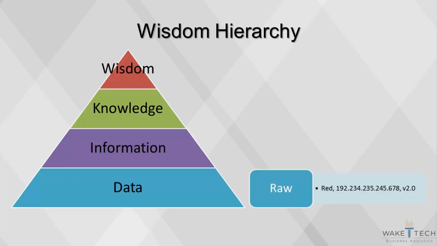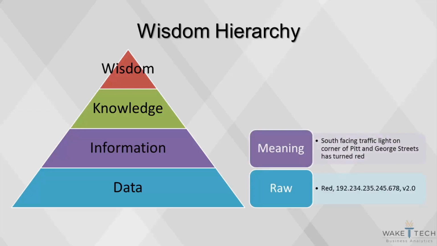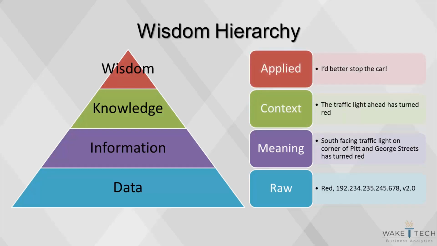Data are numbers or text without any context. Information provides meaning from data, often combining multiple data points to produce a tangible idea. Knowledge provides context from the information, making it directly applicable to a situation. Wisdom applies the knowledge to make a decision. The original data has become useful, enabling an action to be taken.